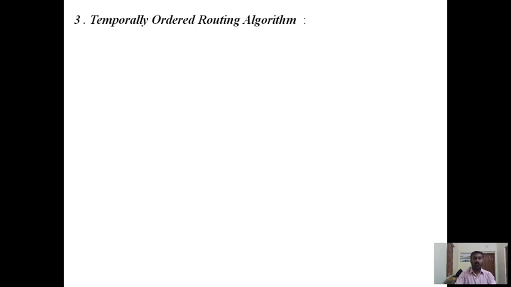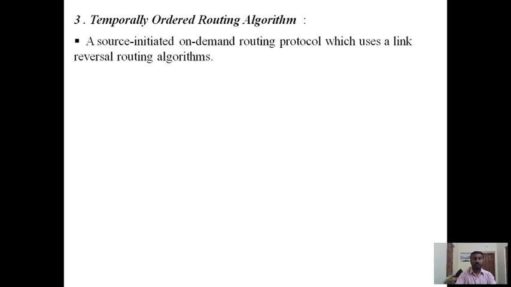Then the third routing protocol we are going to discuss in this video is the temporally ordered routing algorithm. What is this? It is a source initiated on-demand routing protocol which uses a link reversal routing algorithm. So in the temporal routing protocol, we are using an algorithm called the link reversal routing algorithm, and it also follows on-demand routing, but with the help of this algorithm we establish the routes. It provides loop-free multi-path routes. Instead of sending some packets, we are using algorithms, so that's why it provides loop-free routes.